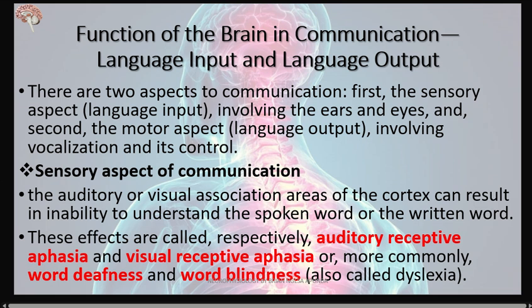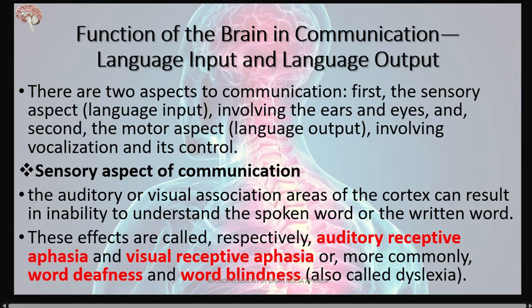So these effects are called respectively auditory receptive aphasia. So you've examined a patient and you are concluding that this patient could be having an auditory receptive aphasia, possibly because they are having an ear problem or maybe a problem at their auditory cortex. You can also have a visual receptive aphasia.